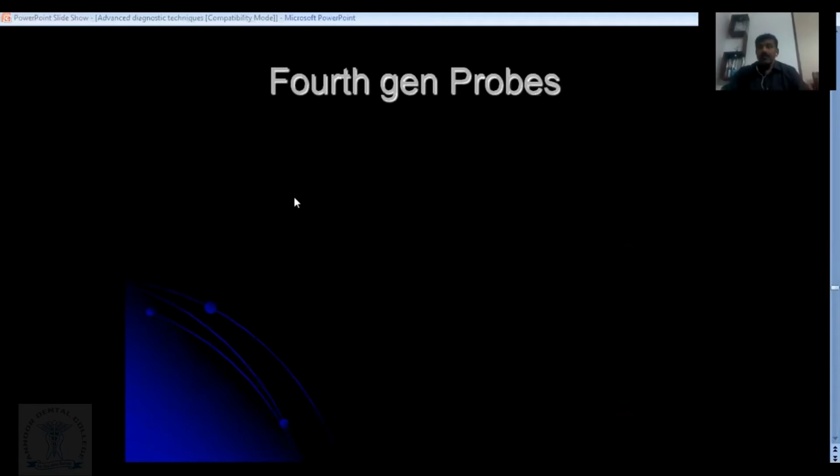Then came the fourth generation probe. In the first, second, and third generation probes, only one dimension of the tooth was looked at. But the fourth is a two-dimensional probe, and the fifth, the last one, is a complete three-dimensional probe.